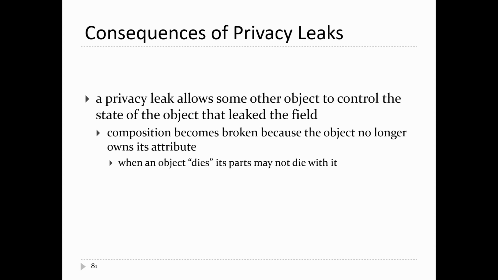So remember, composition implies exclusive ownership. If a period object owns its two date objects, then when the period object is no longer needed, it can be garbage collected, but that also implies that its internal objects can also be garbage collected. So the two date objects can go away as well. If you hand out a reference to one of those date objects, then the garbage collector will not remove that date object from memory until the other reference goes away. And so now when your object dies, the parts don't die with it.